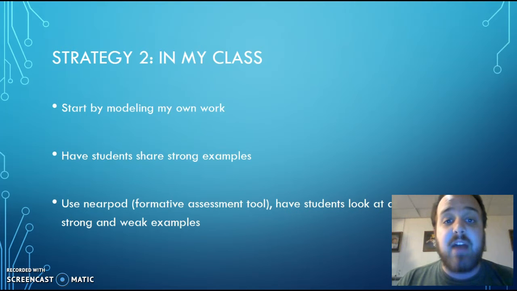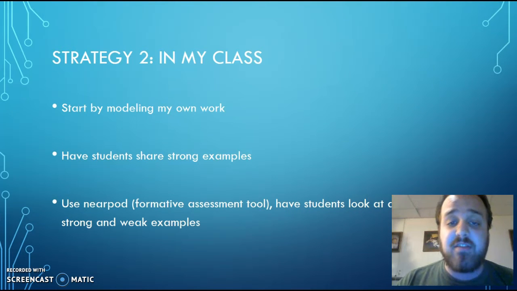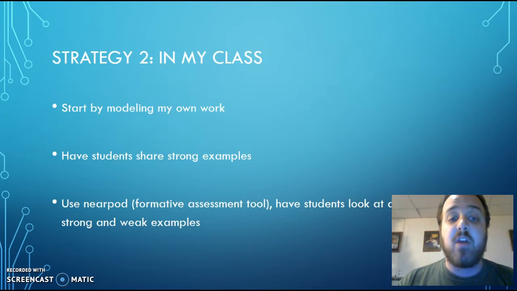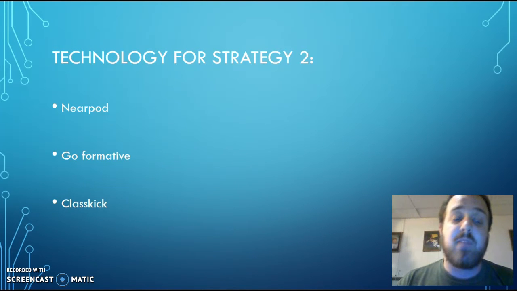Some of the things that I do in my class, I start by modeling what my work looks like, so this is exactly what I want them to do. Then I have students share strong examples, and then I use different formative assessment tools to have students anonymously share what their work is and point out what makes a strong example and a weak example.